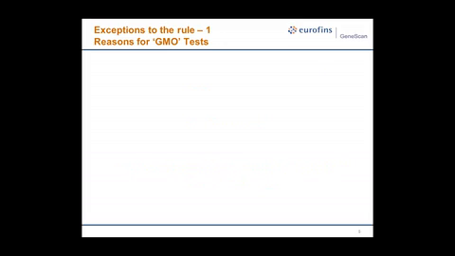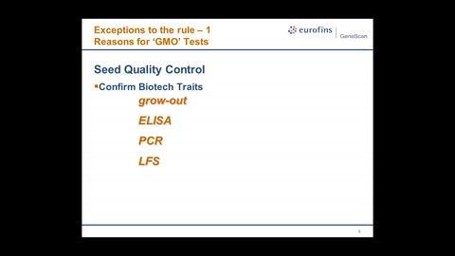There are a couple of exceptions, like every good rule. The first one of those is for seed quality control. The biotech companies that make these traits want to make sure that the seed they're selling actually has them. They can do that in many different ways. If they have a herbicide tolerant trait, they just plant a bunch of seeds and spray it with their herbicide. And if it lives, guess what? The trait's in there.